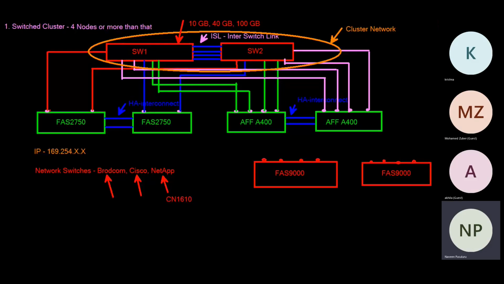Two more minutes. So I have two 10 GB ports on FAS 2750 and 4 ports on AFF A400 for each controller. Now I'm going to connect node 1's first port to switch 1, second port to switch 2. Same thing, node 2's first port to switch 1, second port to switch 2. Node 3's first 2 ports to switch 1, second 2 ports to switch 2. Node 4 also, first 2 ports to switch 1, second 2 ports to switch 2. Like that, now all my nodes are connected to both switch 1 as well as switch 2.